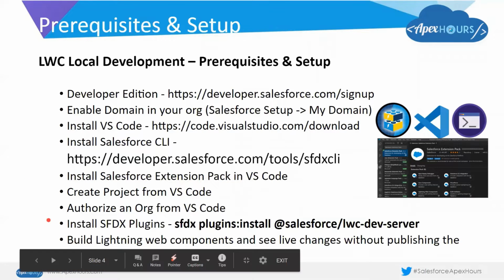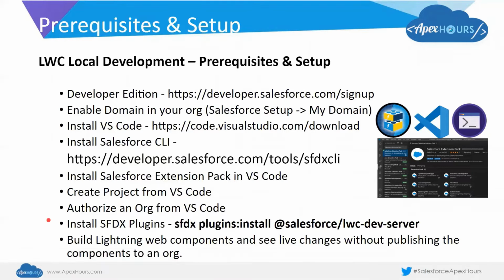To build the Lightning Web Component and preview the changes without pushing the components to the Salesforce org, we need the local development server. The local development server is a Salesforce CLI plugin that configures and runs Lightning Web Components and enables the LWC dev server on your local computer. Using that, we can develop Lightning Web Components and preview the live changes without pushing the LWC component to the Salesforce org. It's a fast way to develop Salesforce applications.